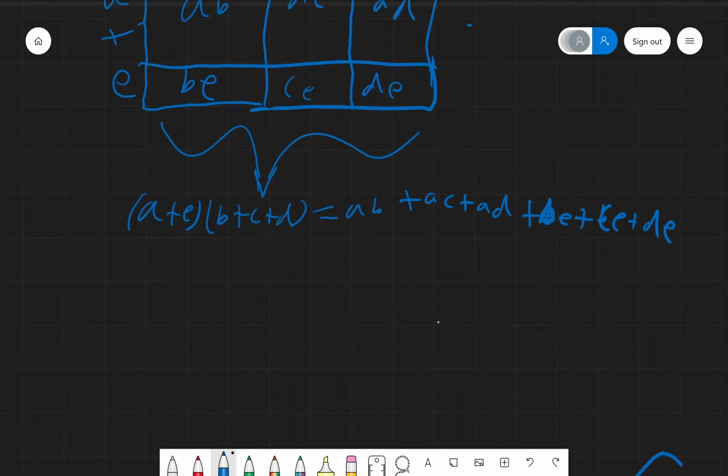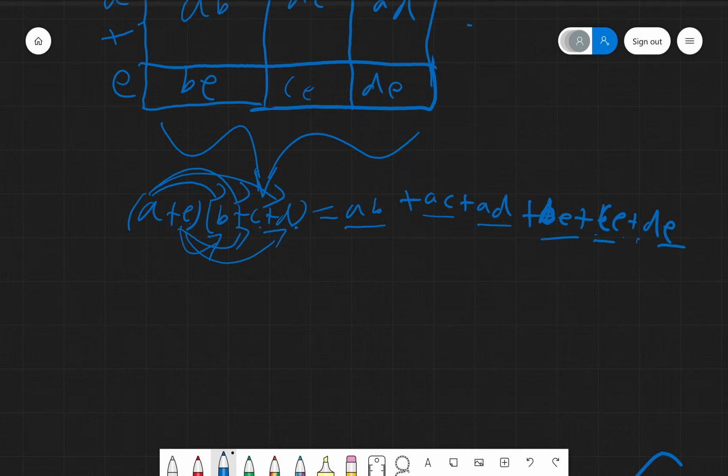What's happening is we're doing A times B, A times C, A times D. So we have AB plus AC plus AD. Then we're doing E times B, E times C, and E times D. So we're going to get BE, EC, ED.